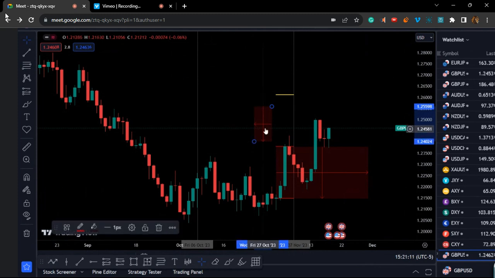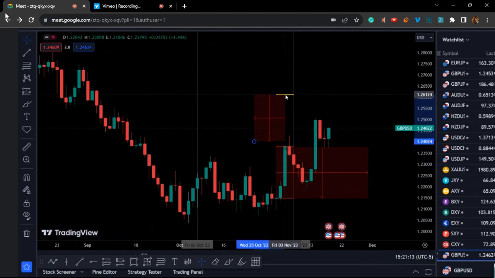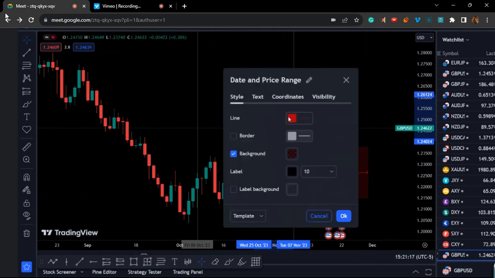So remember, we got to make that box red. So double click on the line. Double click on the white box. Double click on the box you haven't manipulated yet. Uncheck background. Make the box red. So click on border. Make it red.